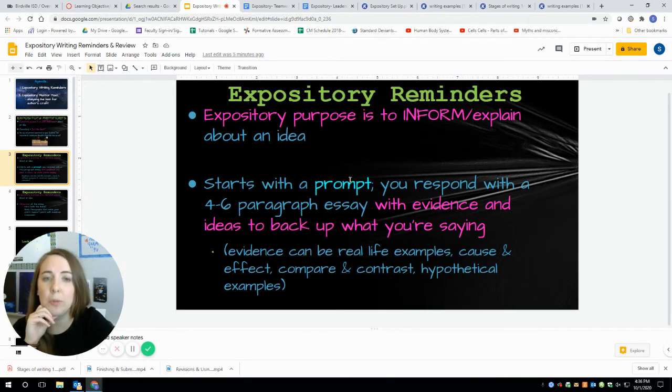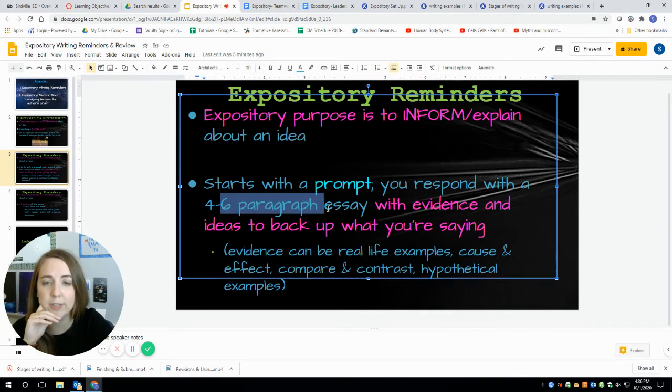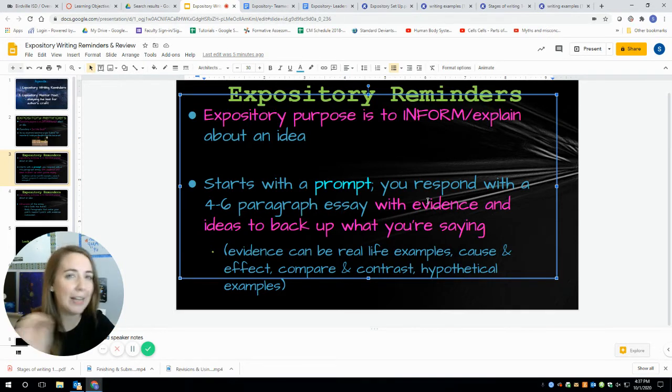So usually you're going to start with a prompt. You're going to respond with a 4 to 6 paragraph essay using evidence and ideas to back up what you're saying. So when I say evidence, things to back up what you're saying, I'm saying you can use real life examples. They can be from your own life or from something else in real life that you feel like matches that point you're trying to make.